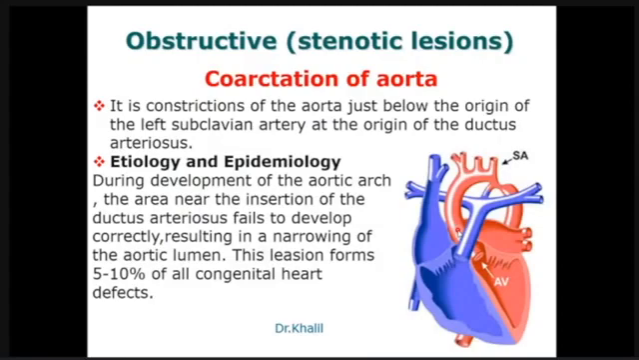Coarctation of the aorta. As an example of the obstructive lesions, which are three in number, as I told you: coarctation, aortic stenosis, pulmonary stenosis. These are the second subgroup of acyanotic congenital heart disease. Those which are left to right shunt, now finished, and we are going to the obstructive lesions.